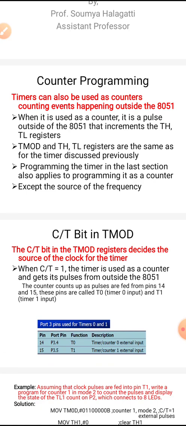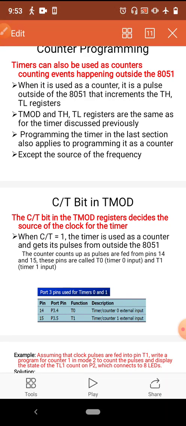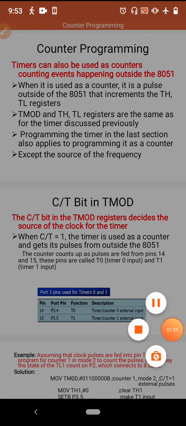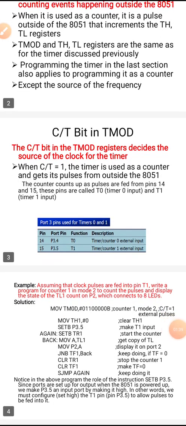Rest all remains the same, that we are going to load the values. So the programming used for timer remains the same as that for the counter, except the clock frequency. There we have a crystal frequency of 11.0592. And C slash T bar should be 1 for the operation of the counter.